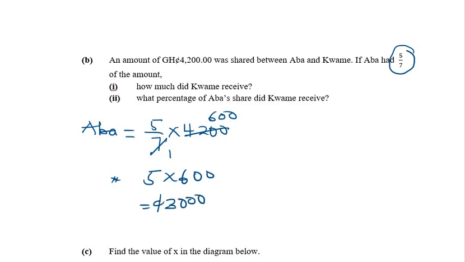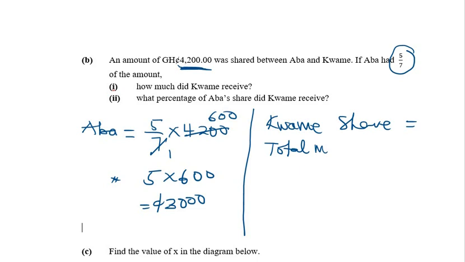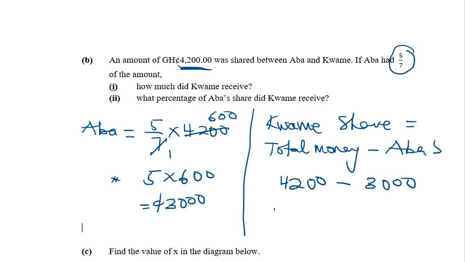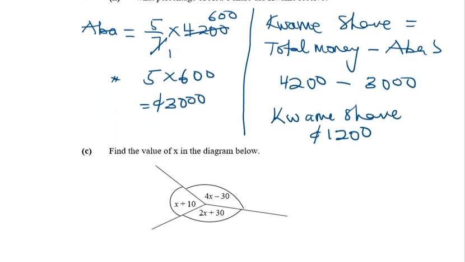So it means that Abba's share was 3,000, and the total money they shared was 4,200. So Kwame's share will be equal to the total money minus Abba's share. So you are going to get 4,200 minus Abba's 3,000. So Kwame's share will be 1,200. I hope it is clear. Good. So let's move ahead for the next one.